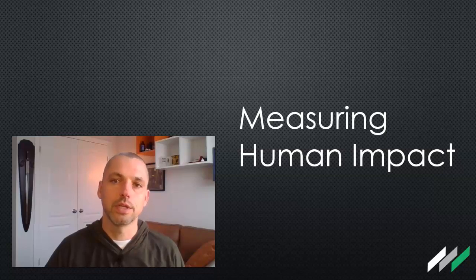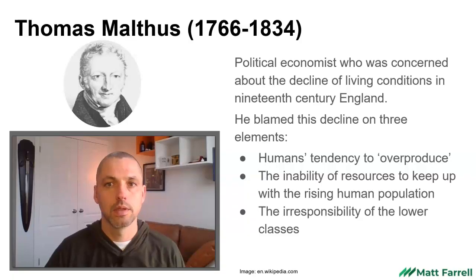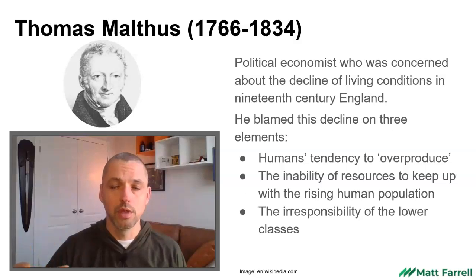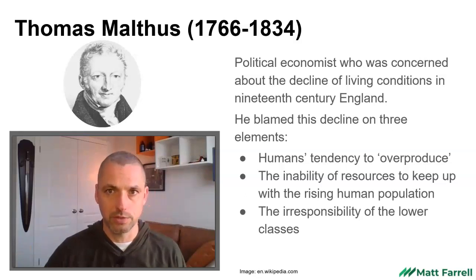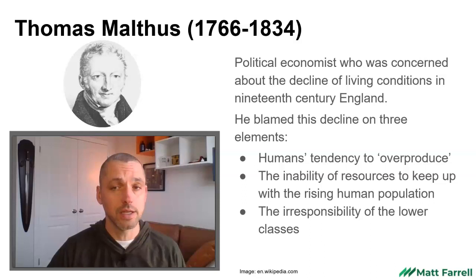In this video, we're going to look at measuring human impact on the environment. And we'll recall the ideas of Thomas Malthus, an economist who worried about the decline of living standards in 19th century England. He assumed that population growth would outstrip resource growth. Now, one thing Malthus didn't include in his estimation was the impact of technology. The fact that technology would improve to allow food production to increase along with population growth.